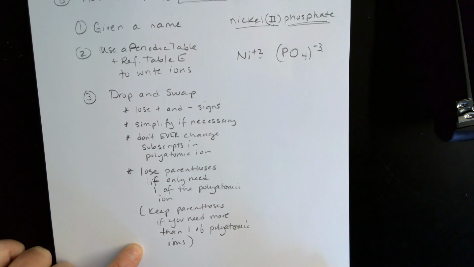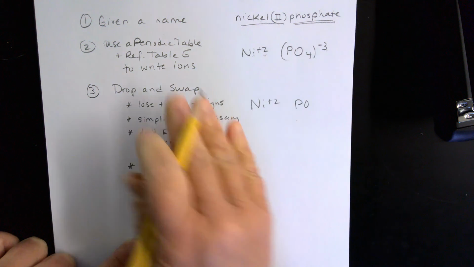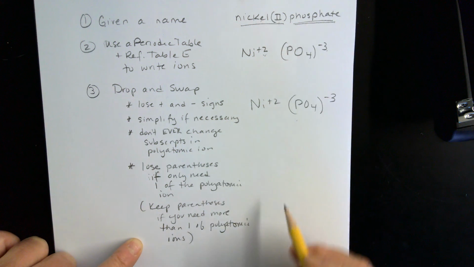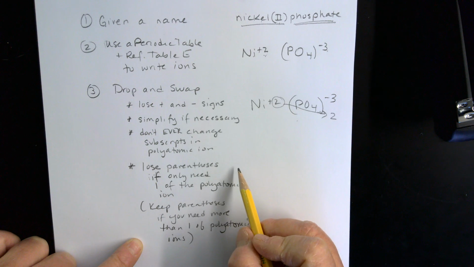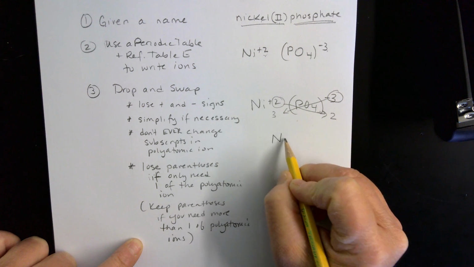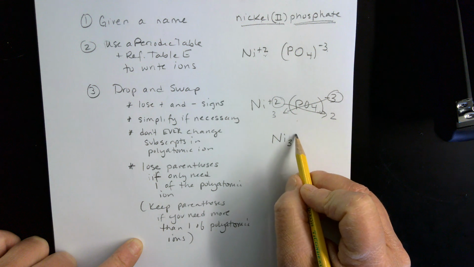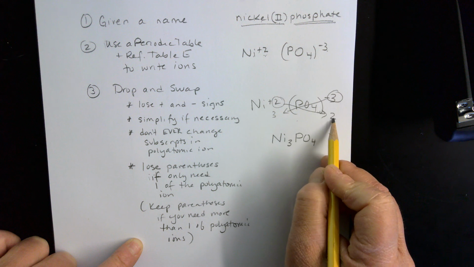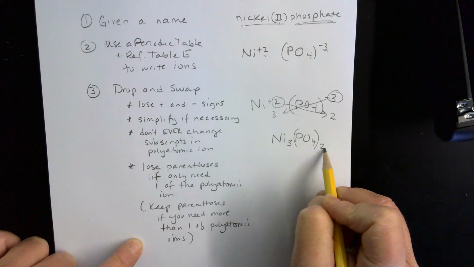So let's see how that works for this example. I'm going to rewrite my ions down here so it's more associated with this set of instructions. So we had Ni plus 2, and we had PO4 minus 3. So we're going to take that 2 and put it down there, and we're going to take this 3 and put it down here. So let's clean that up. We have Ni subscript 3. And then right next to it, you're going to put the PO4. We have to keep the parentheses because we needed more than one of them. So we're going to keep the parentheses around the PO4 and put a subscript outside.